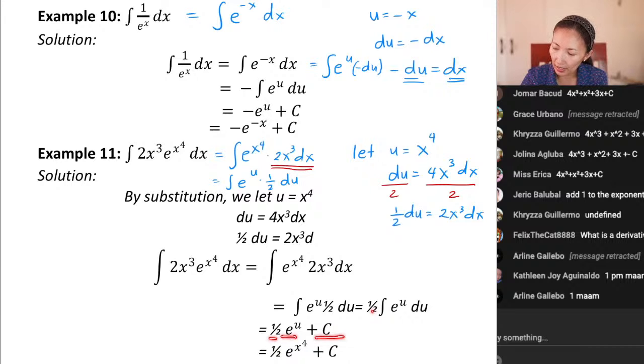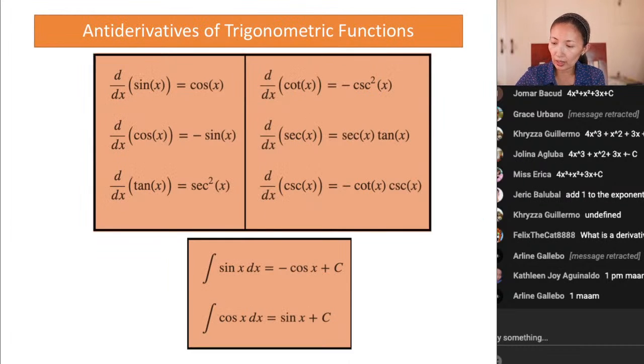But what is our u? It's x to the 4th. So, finally, 1/2 e raised to x to the 4th plus c. Next, for trigo, itong dalawa lang muna. The rest will be for next meeting na lang.